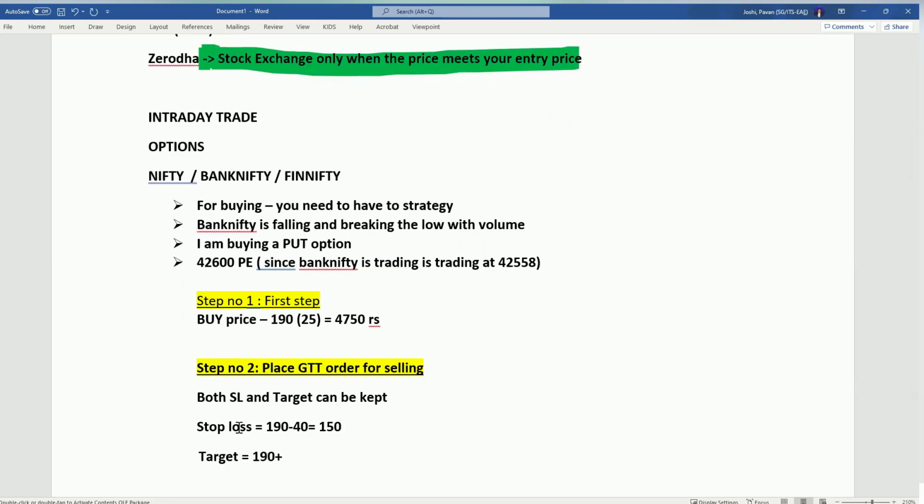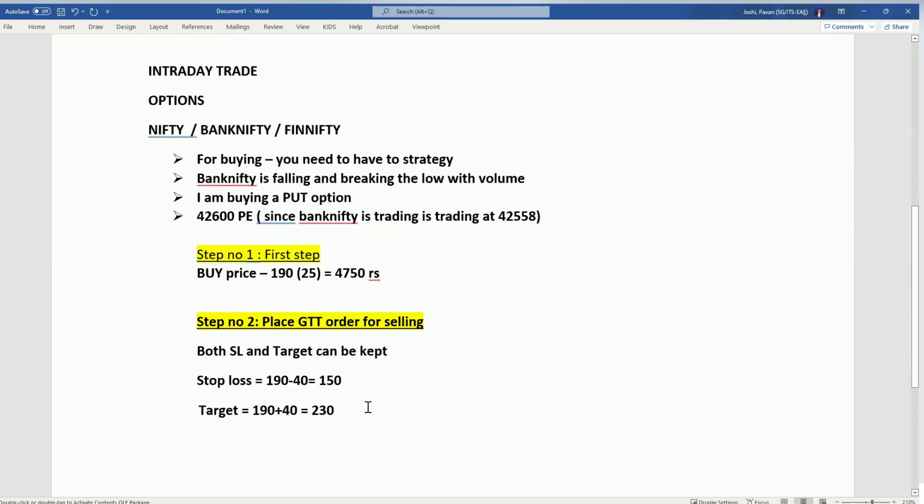And what should be the target? Can anybody tell me in the chat box? What should be the target? Can anybody post in the comment section below? Let's see if you're right or wrong. So yes, 190 plus 40 is 230, right? 230 is where I can sell this off, right? 40 points is my target.